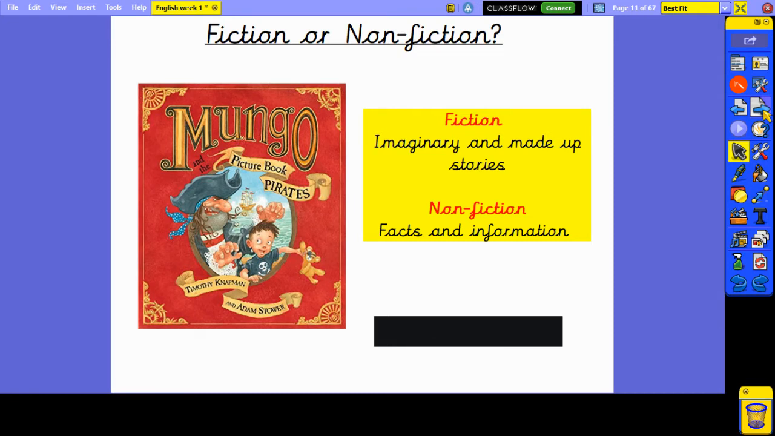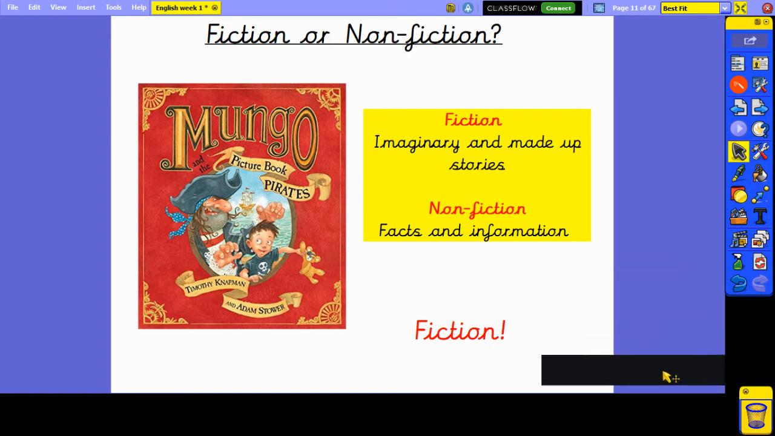Mungo and the Picture Book Pirates. Is this an imaginary made-up story, or does it tell us facts and information about pirates? Is it fiction or non-fiction? It's fiction. An excellent story, very exciting, but it's not giving us true facts and information. It's an imaginary made-up story written by Timothy Knapman.